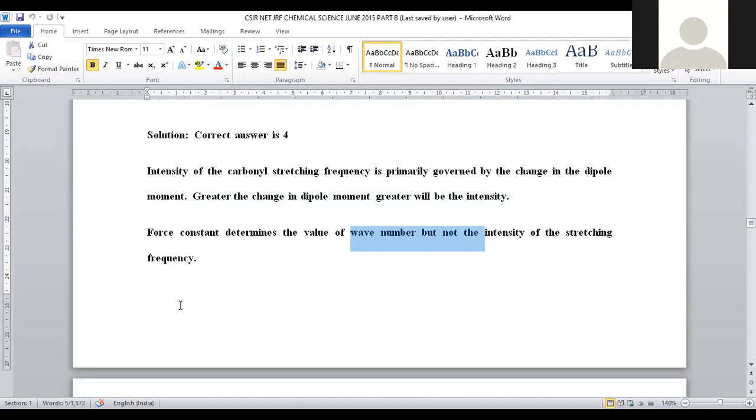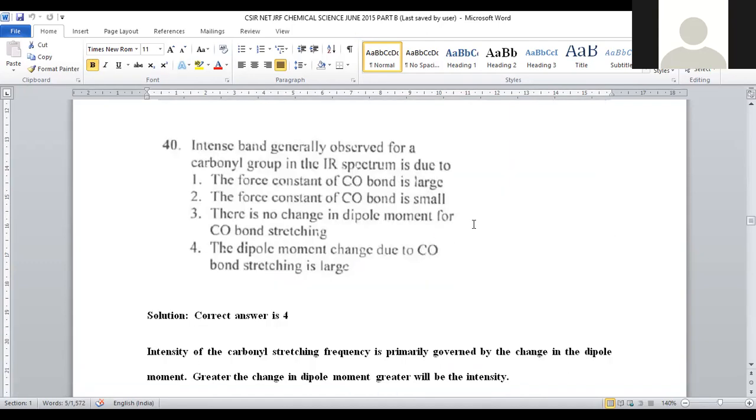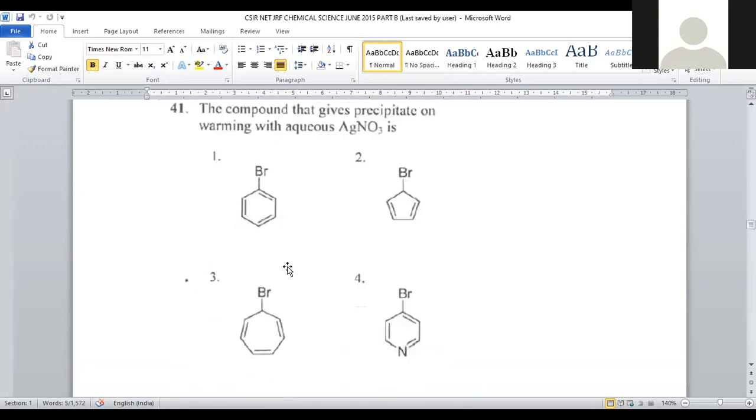Okay, so this intensity will be influenced by dipole moment. Force constant is influenced by the wave number, right? So for question number 40, the dipole moment change due to carbonyl bond stretching is large. For question number 40, option number 4 is the correct answer. Let us move on to 41.